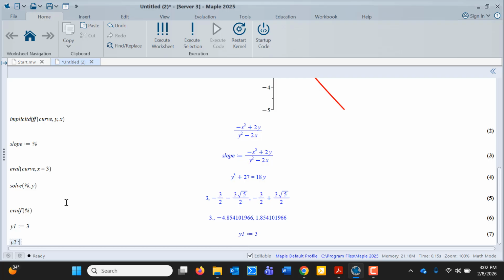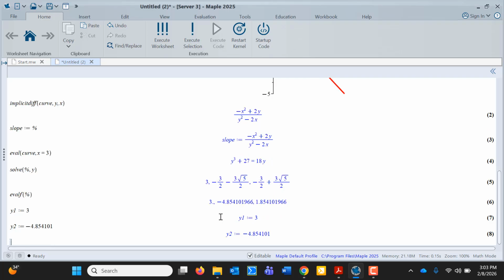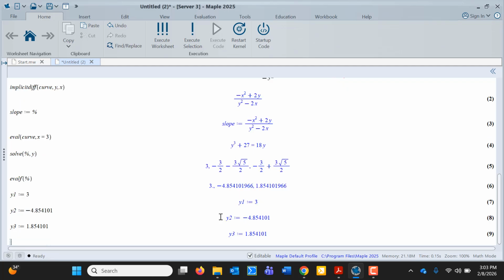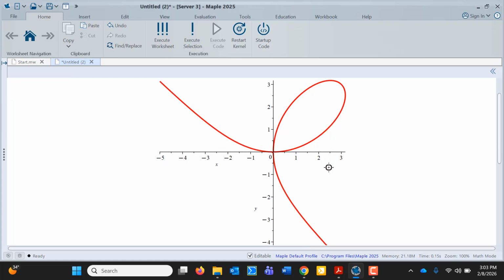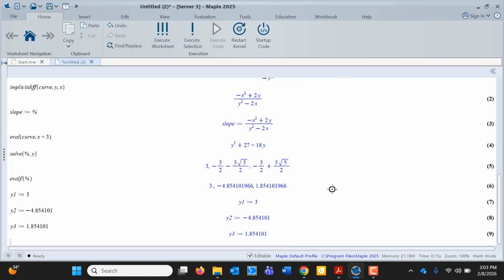Now let's define y2 to be this negative 4.854101. I won't use all the decimals. Okay, there's my y2. And let's define y3 to be that 1.854101 solution. So those are the 3 y values that you get on this curve when x is 3. So you've got one right around here, you've got one y value up here, and then you've got another y value down here. Okay, those are the values we just figured out.